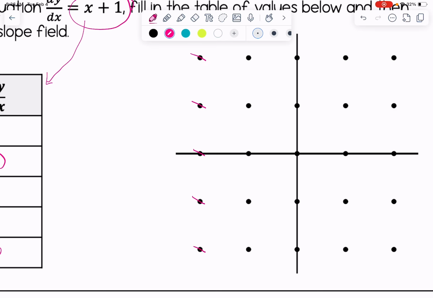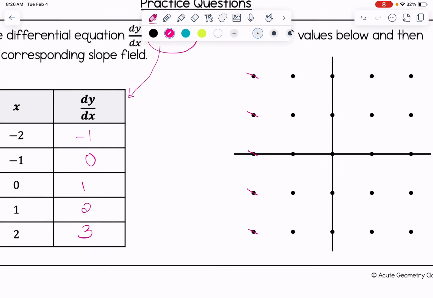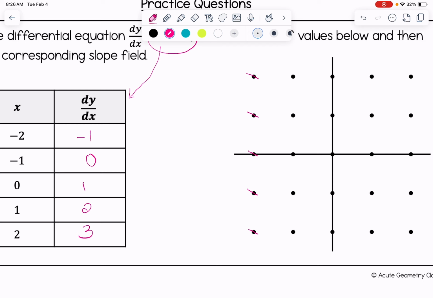I'm not going to put arrows on it. I'm just going to draw these little line segments. When the x coordinate is -1, we're going to draw slopes of 0. Those should be little horizontal lines. When x is 0, I'm going to have a slope of +1. When x is 1, we're going to have a slope, or dy/dx, equal to 2.